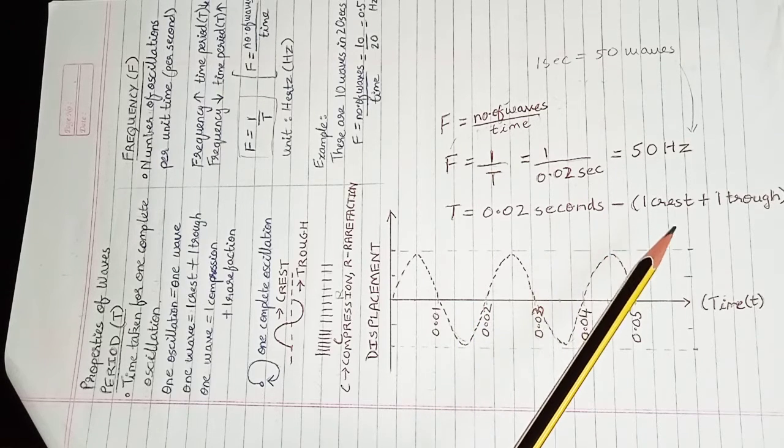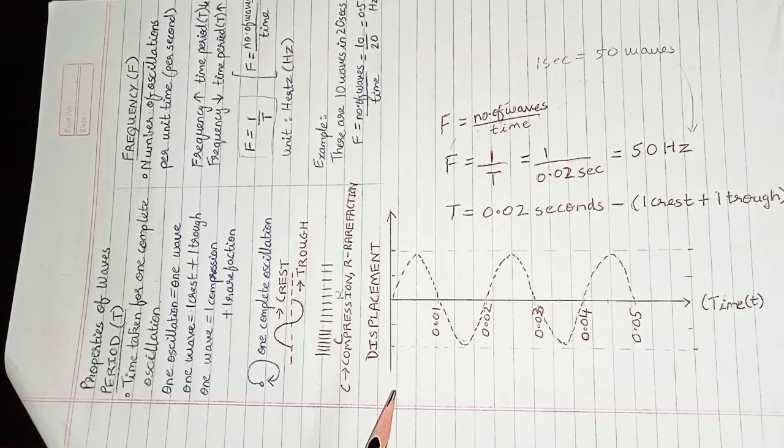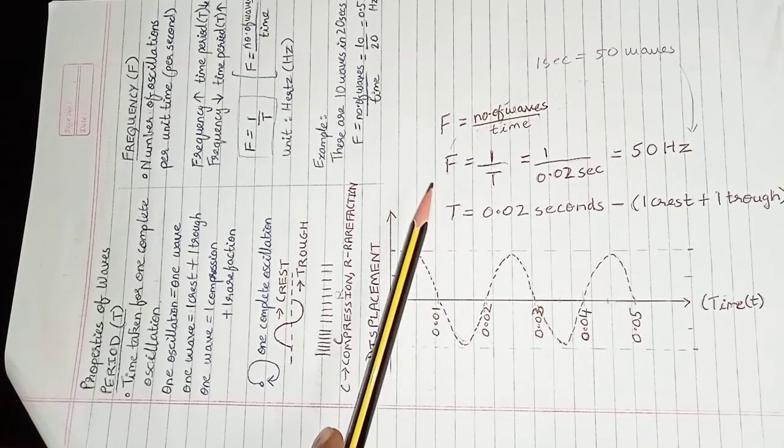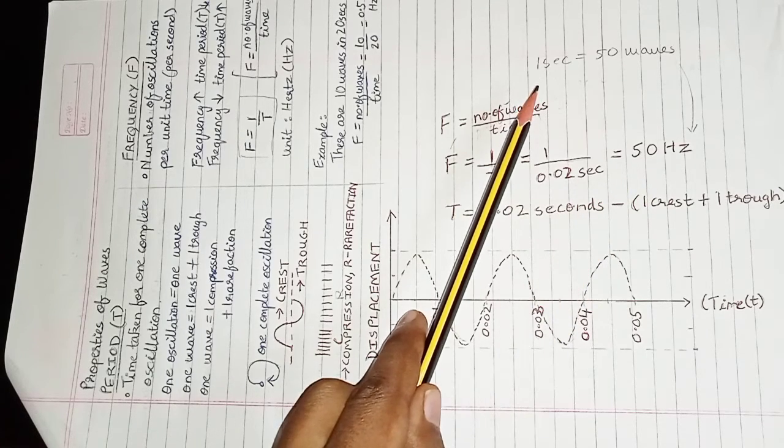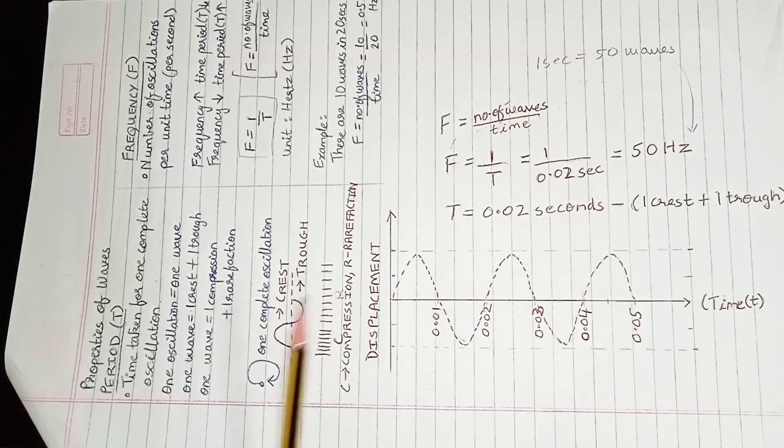This is one crest and one trough. So what we understand is frequency is 50 hertz. That means in 1 second there are 50 waves or 50 oscillations. So through this graphical representation we can easily understand what is time period and what is frequency.